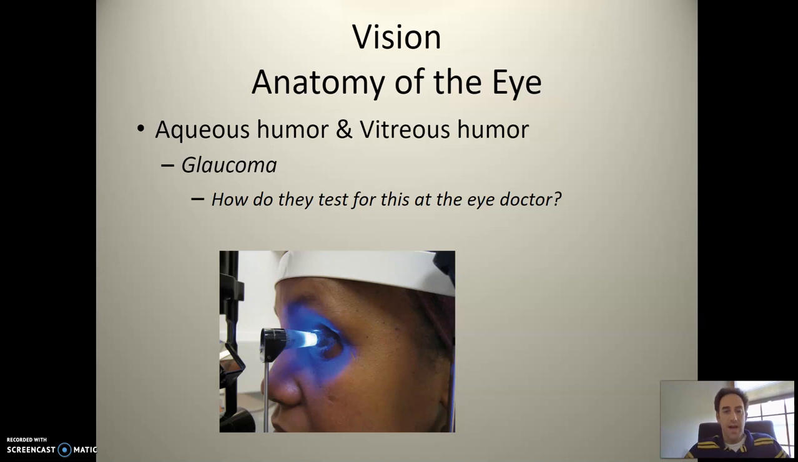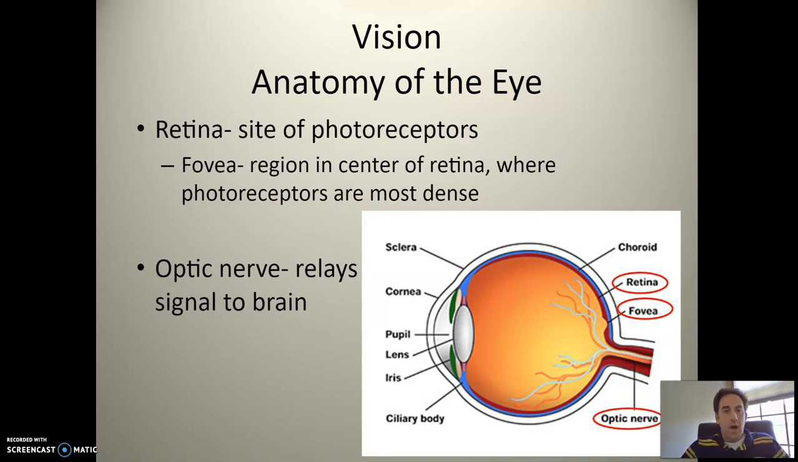If you have high pressure in your eye, then it's going to ricochet at a faster rate, and they can measure that and say, hey, you might have glaucoma, and then they can investigate further. So that's really the reason for an eye exam, to make sure that you don't have glaucoma. Okay, that finally brings us to the retina. We've been talking about the retina this whole time, this layer in the back of the eyeball. This is where the photoreceptors are.